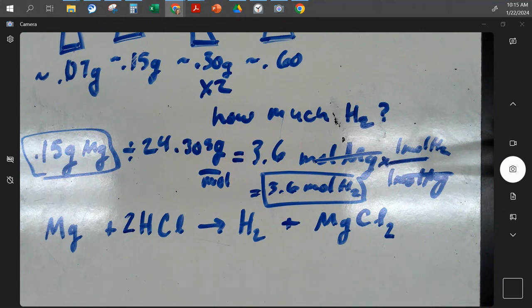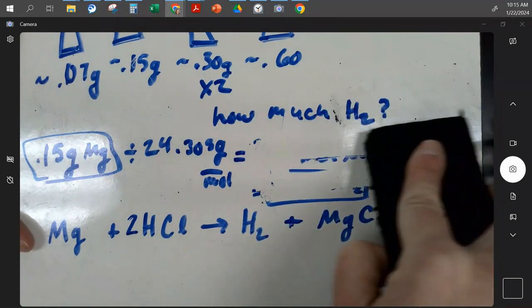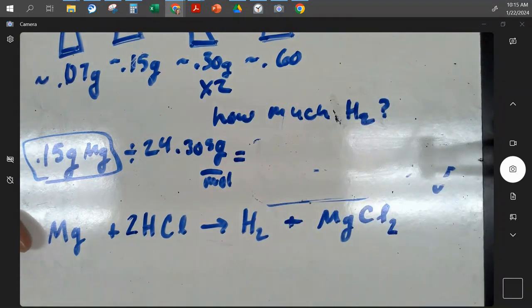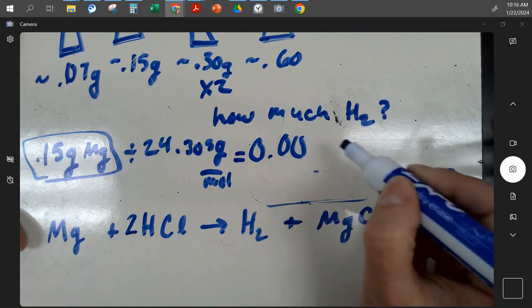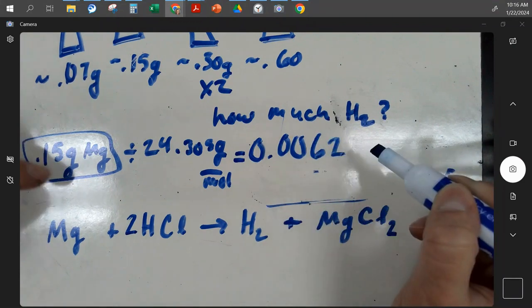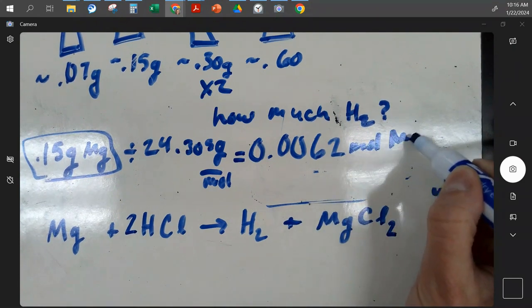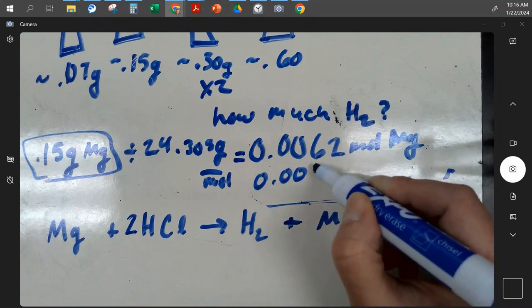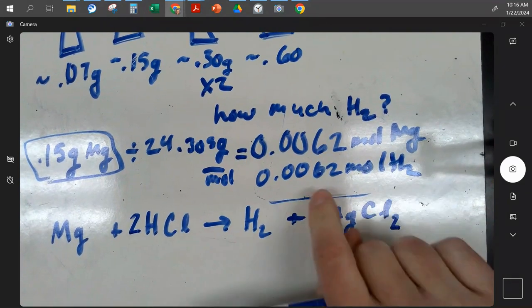Question so far? You see where we're going? Oh, thank you. I did multiply them. Thank you for catching that. So now that I've divided them, I got 0.06. I'm rounding to 2 decimal places because this one has 2. 2 moles of magnesium is the same as 0.0062 moles of hydrogen. If I start with 1 mole of magnesium, I should get out 1 mole of hydrogen.